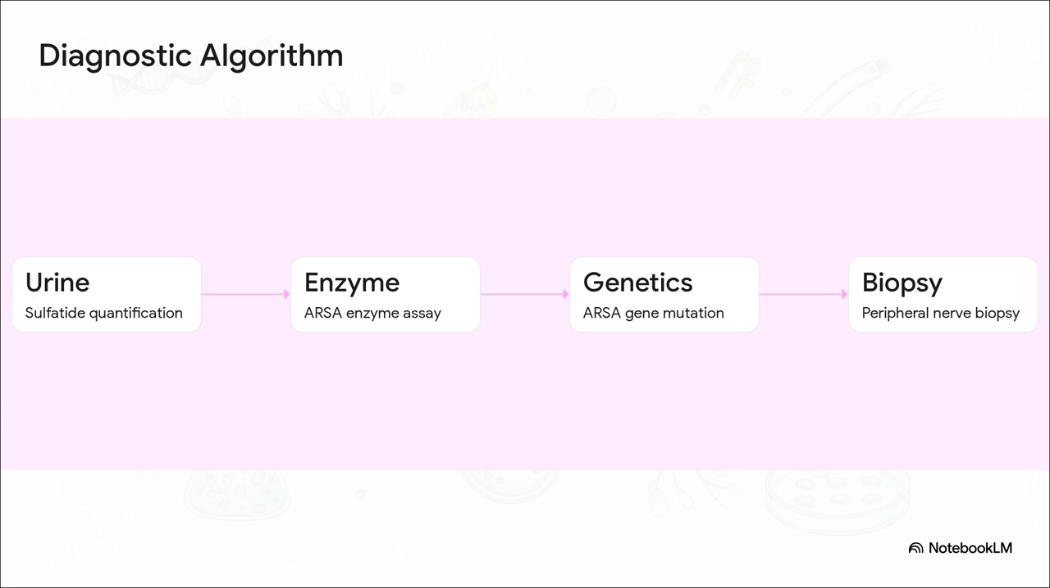Next, run the enzyme assay for ARSA, but keep that pseudodeficiency trap we discussed in the back of your mind. Step 3 is genetic testing for the ARSA gene mutation. That is your definitive confirmation, especially when enzyme results are kind of ambiguous, or if you suspect saposin B. And historically, step 4 was a peripheral nerve biopsy.